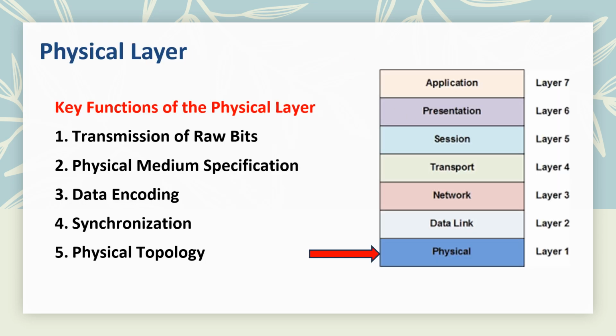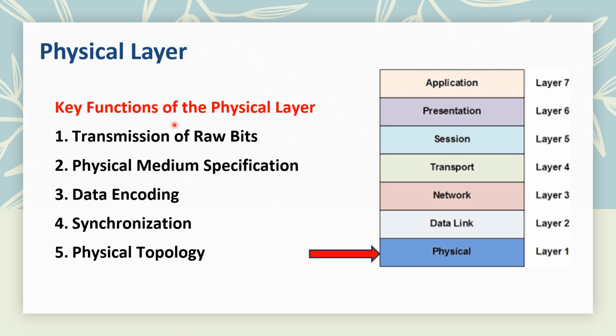The first layer is the physical layer. The physical layer, also known as layer 1, is the first layer of the OSI model. It is responsible for the actual transmission of raw data over the physical medium. This layer deals with physical aspects of networking, including the hardware technology that transmits bits across the network.